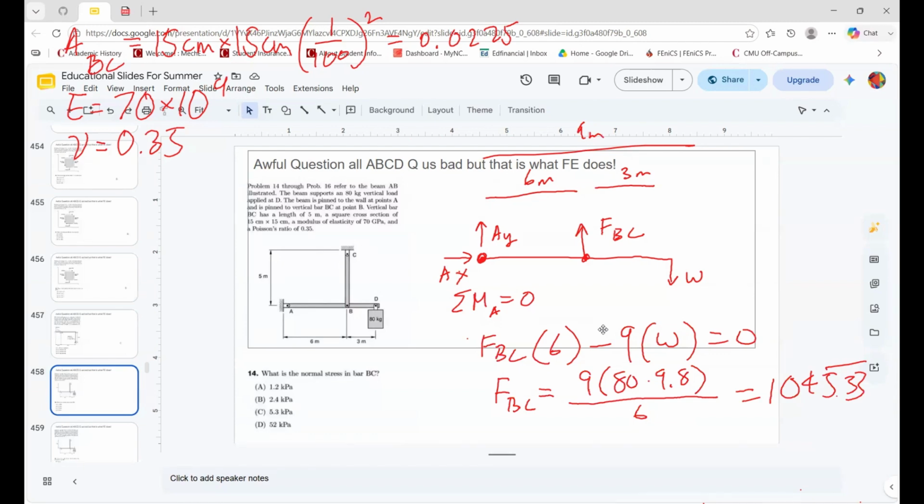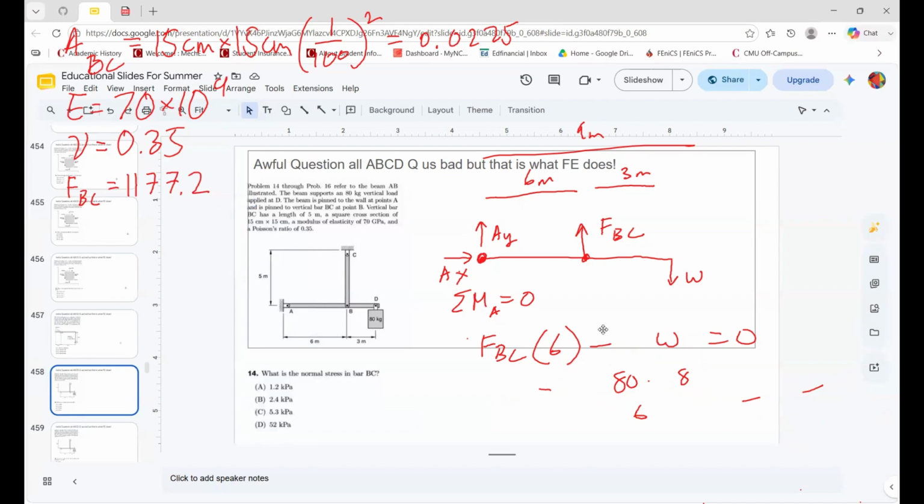Anyways, this looks like the answer. Yeah, I'm going to just say that's the answer and move on. Oh wait, I made a mistake here. This is supposed to be 1177.2. My apologies, I wrote 8 instead of 9 in this, so that made a mistake there. Anyway, we got our force BC equal to 1177.2.